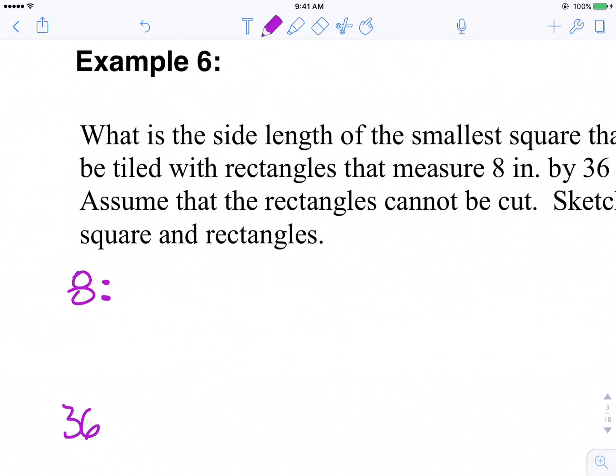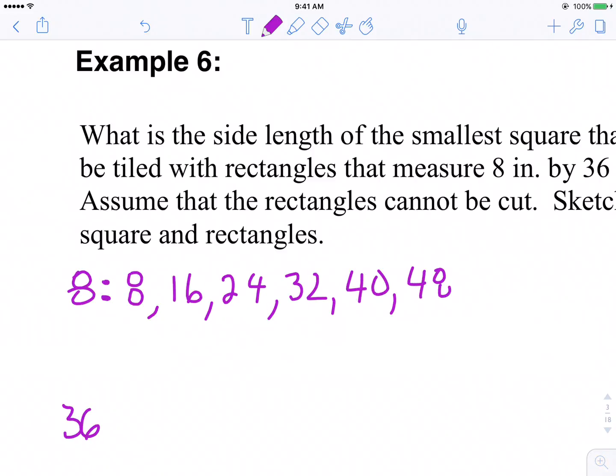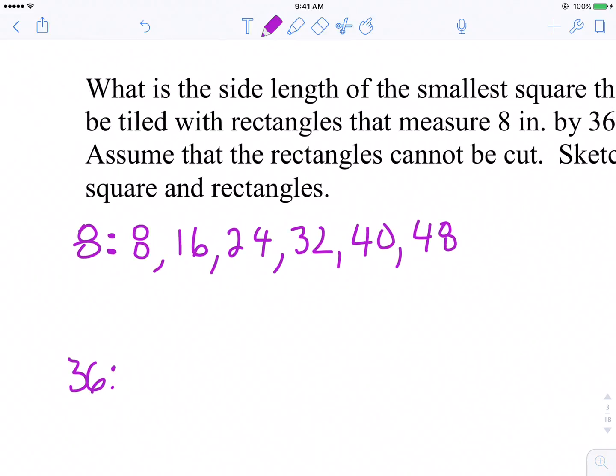So I list them out. 8 times 1 is 8, times 2 is 16, times 3 is 24, times 4 is 32, times 5 is 40, times 6 is 48. Oh, well, that's a lot, isn't it? So let's look at 36. Maybe we have a double up already. 36 and 72. Well, no, we don't.